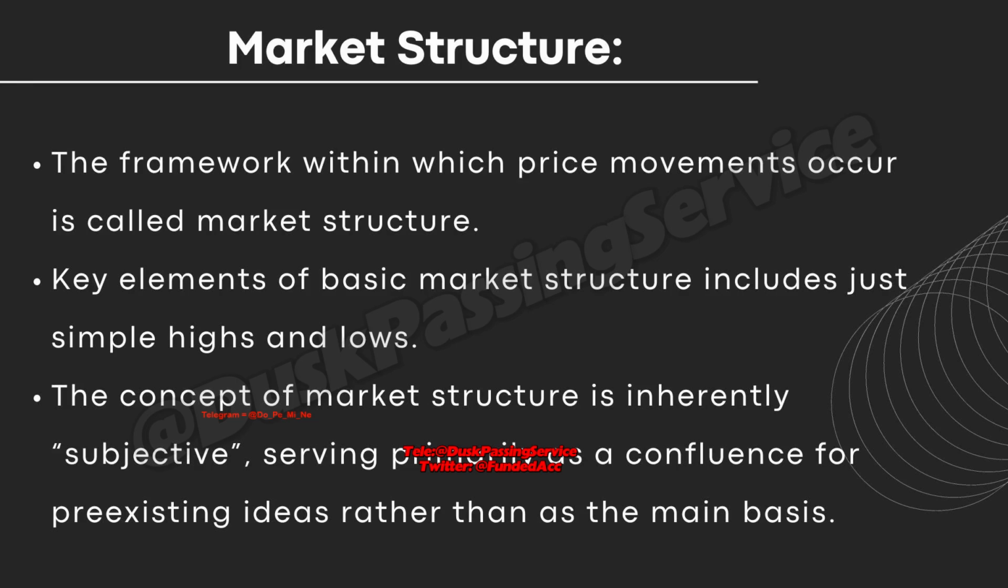So first of all, we're going to start off with introducing what market structure is, what its key elements are, and how you're going to be dealing with it, right? The framework within which price movement occurs is basically called market structure. Now we're going to objectively define that framework and discuss how you're going to approach it logically. So when you look at the charts and see price with the naked eye, without any annotation whatsoever, you may have conflicting ideas about it, right? And it may seem a bit ambiguous.